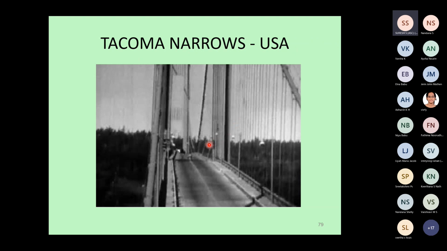So it failed, and then they rebuilt it in the same shape. Now it is still there. That is the only bridge whose failure was videographed by a video shop, a photographic shop that was very near to this bridge. They photographed and videographed it, and now it is available on the web also.